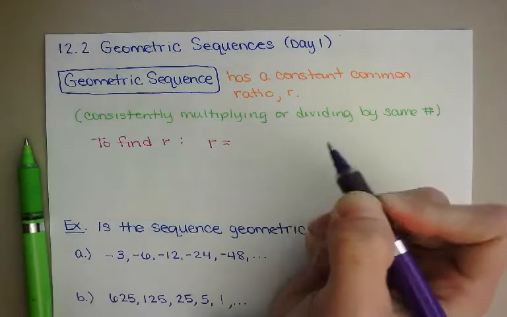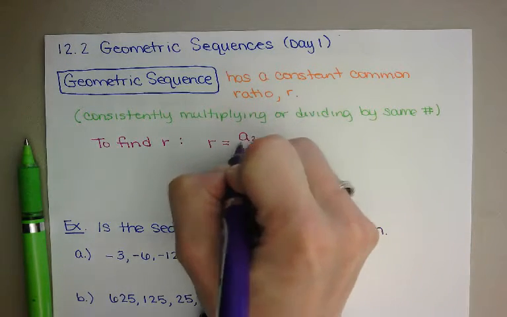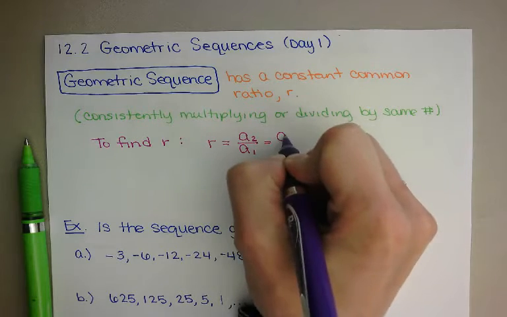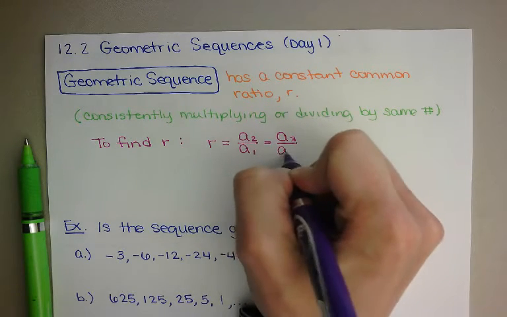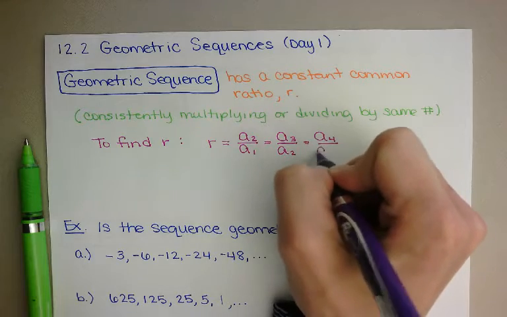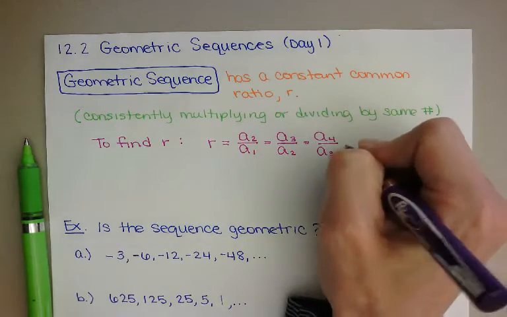you can take any term and divide it by its previous term. So for example, if I look at the second term, I need to divide it by the first term. And that should be the same if you took the third term and divided it by the second term. The fourth term divided by the third, doesn't matter, but all of these should be equal. Okay, so I'll just put a little dot, dot, dot.